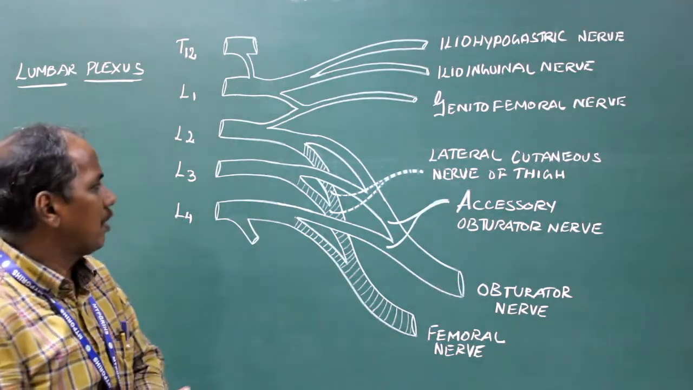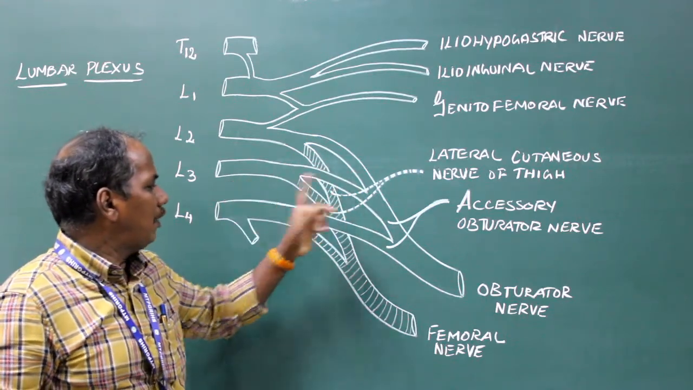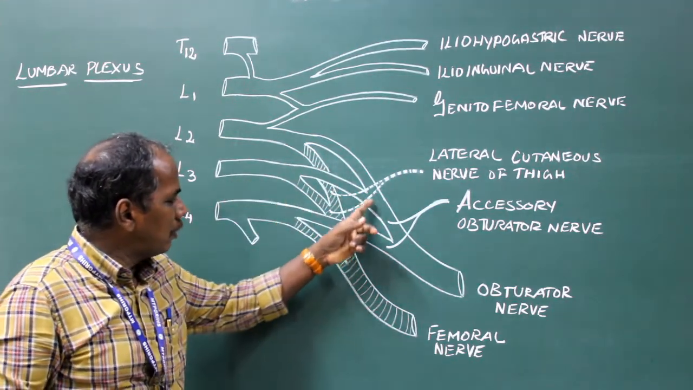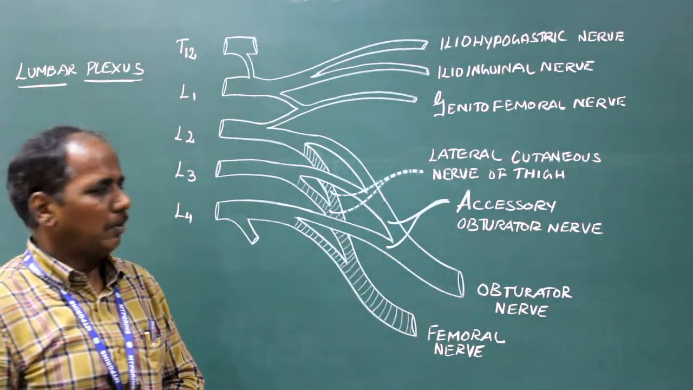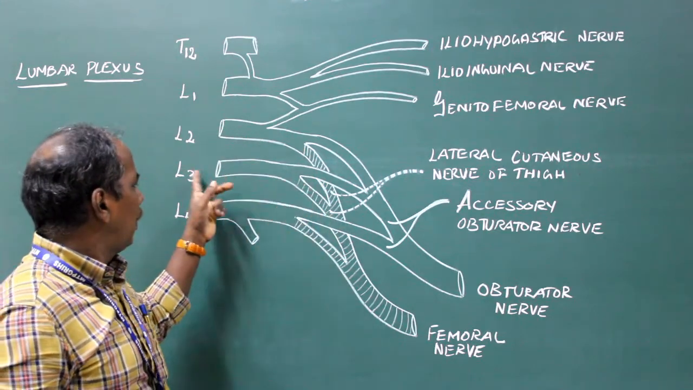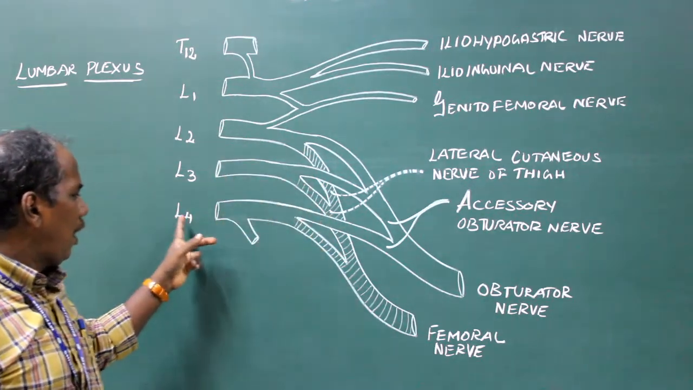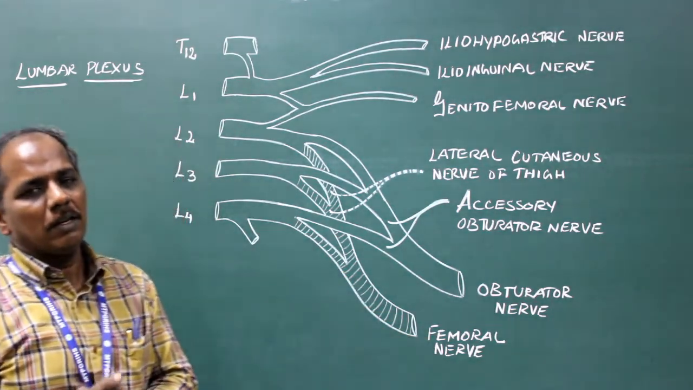The ventral division of L2, L3 and L4 joins to form the obturator nerve. The dorsal division of L2, L3 and L4 joins to form the femoral nerve.